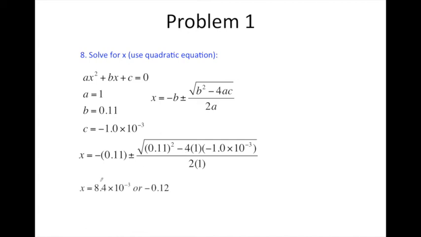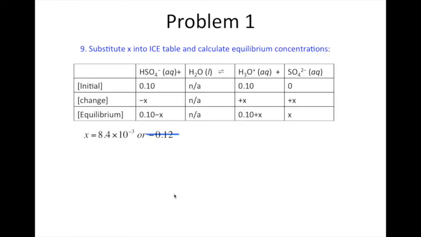So we should get two values for X. You can see those two values here, but only one of those values can be correct. Obviously, we can't have a negative concentration, so the negative 0.12 cannot be valid. So our X value must be 8.4 times 10 to the minus 3. Let's plug that into our ICE table for X. We can plug it in here, over here, and here, and we should get our concentrations of HSO4 minus. You can see we get about 0.09, rounded to the correct sig figs.